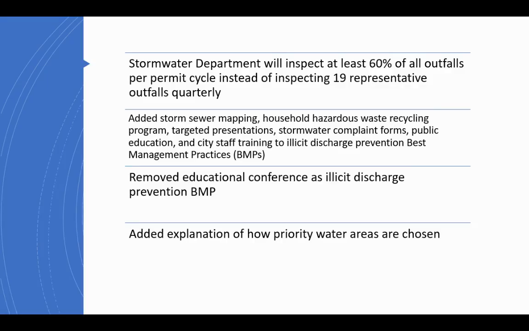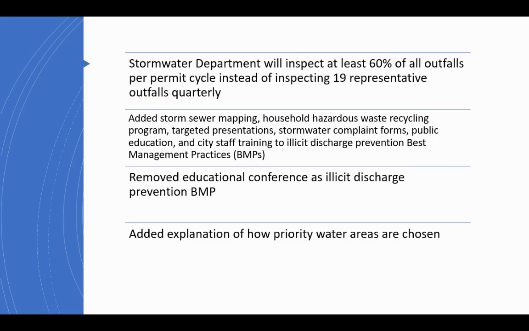So our changes to this section are, previously, the city had 19 priority outfalls that were determined by an engineering company as being representative of the city as a whole, and we would inspect each of those representative outfalls once per quarter. Now instead, the city is going to be inspecting each and every single outfall, and we're going to try and get at least 60% of those in this permit cycle, which ends in 2026.